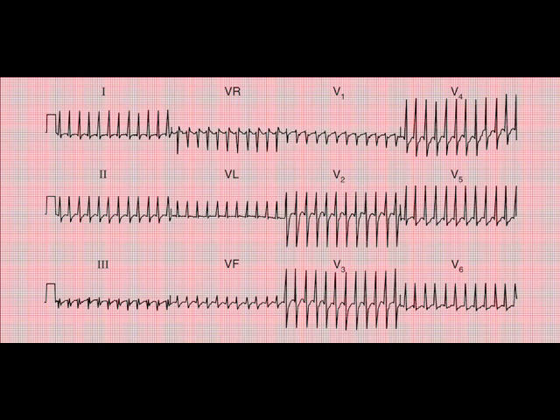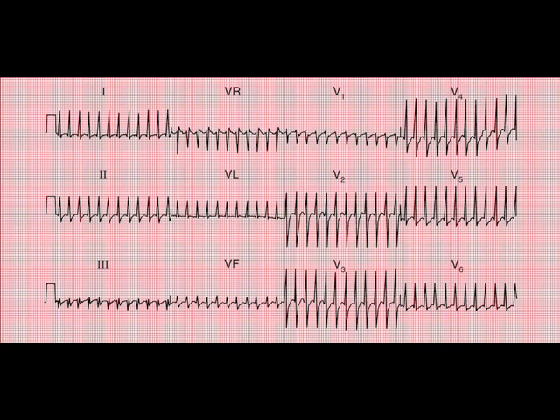We count the number of large squares between the R waves, and I want you to do this accurately, but from what I'm seeing, it appears to be 1.2. Divide 300 by 1.2, you can do that, and you'll see that the heart rate is just under 300. It's incredibly fast. Look at the leads.